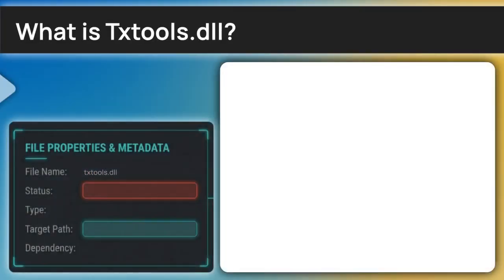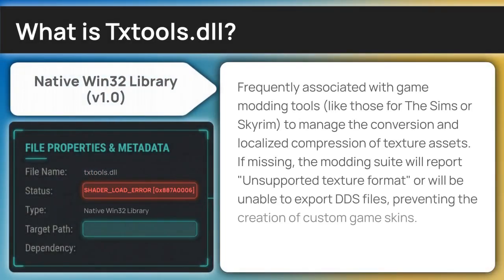This is the Txtools Library, frequently associated with game modding tools like those for The Sims or Skyrim, to manage the conversion and localized compression of texture assets. If missing, the modding suite will report unsupported texture format, or will be unable to export DDS files, preventing the creation of custom game skins. Now that you're up to speed on the file's role, let's begin the repair process.